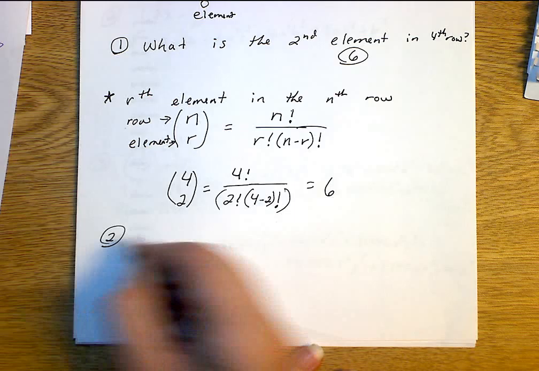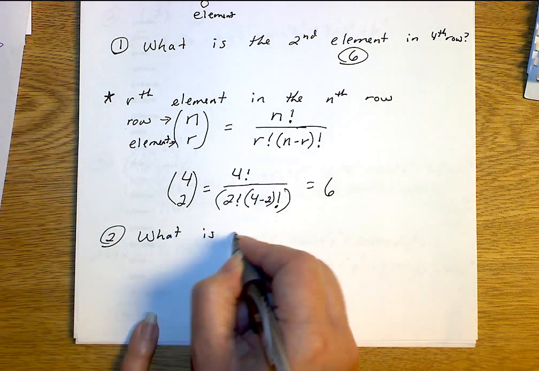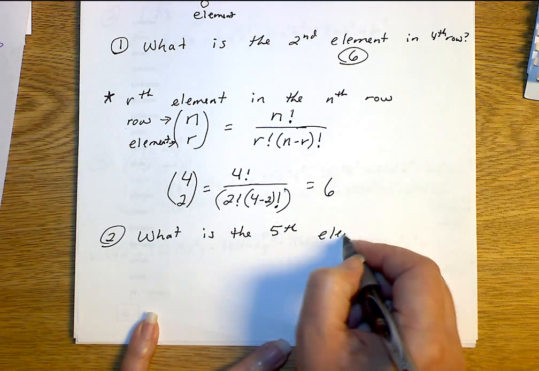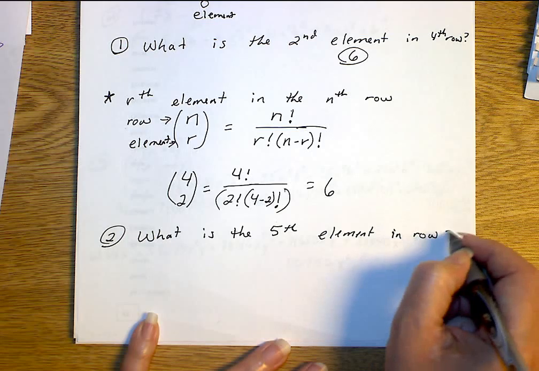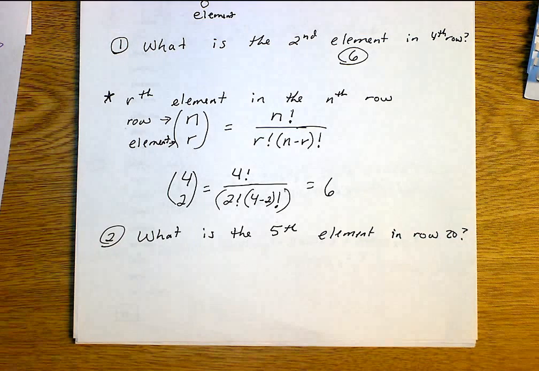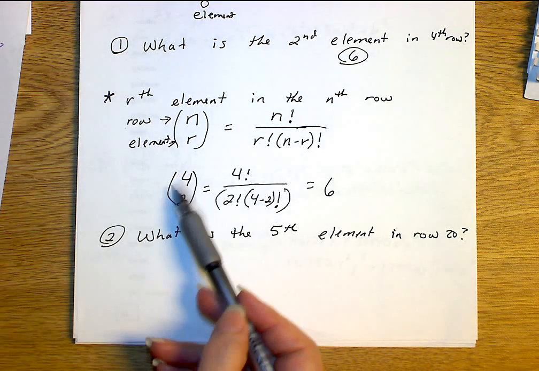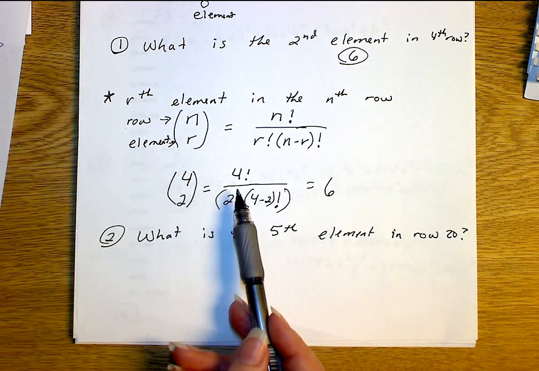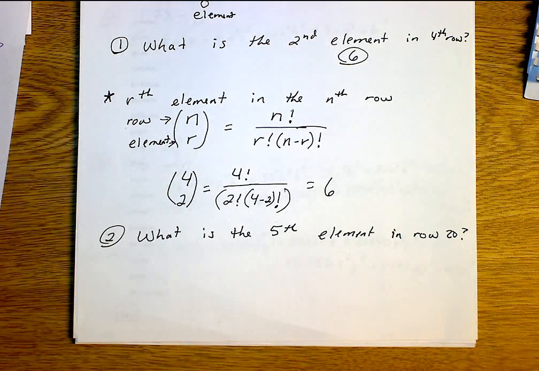Second to last one, it says, what is the fifth element in row 20? The first thing I want you guys to do is I want it to look just like this when you do the problem. I want a number over something in parentheses and then written out, and then an answer. So I want you guys to try number 2.